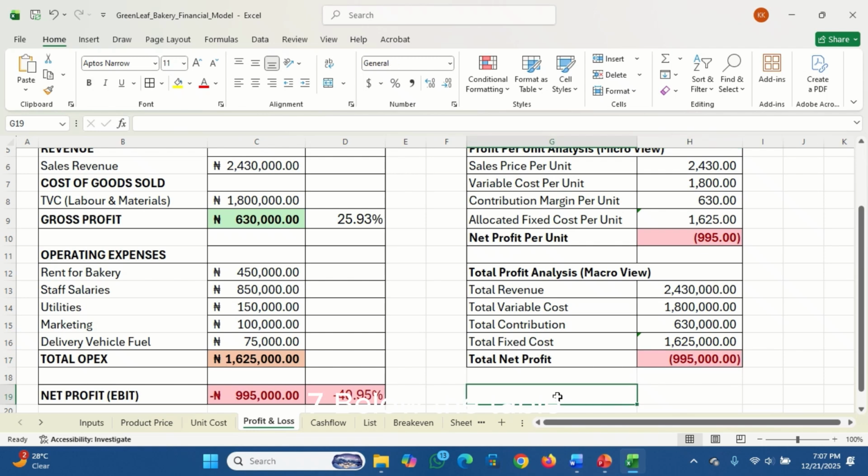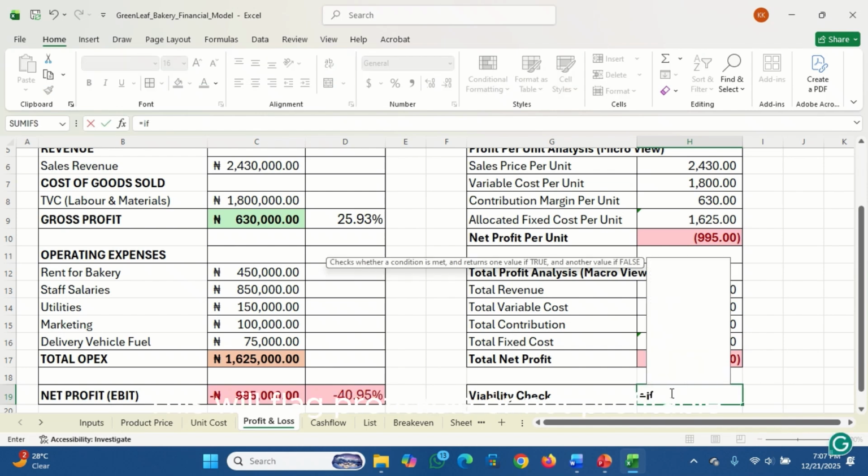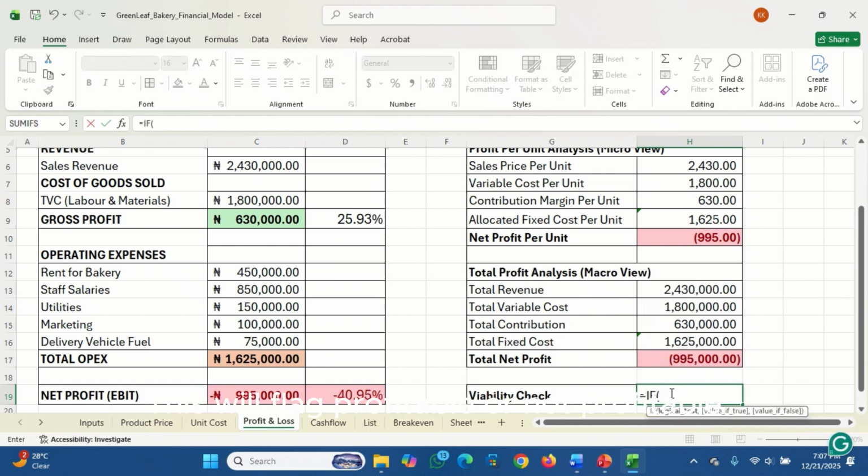Seven. Below the table, add a simple break-even check to determine if the product is profitable or not at a glance. So, in cell G19, enter viability check. In cell H19, enter the formula equals IF(H17>0, profitable, not profitable). This will flag profitable or not profitable, depending on the value of the total net profit. If the value is 0, then we're breaking even.